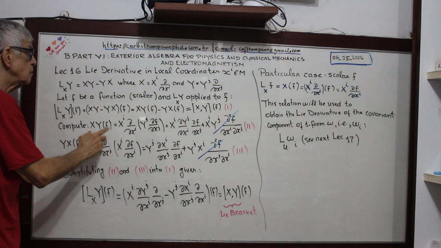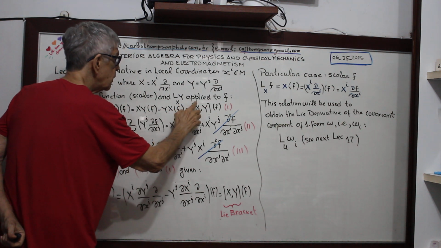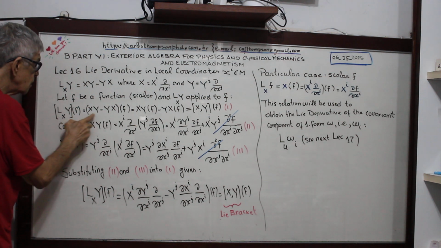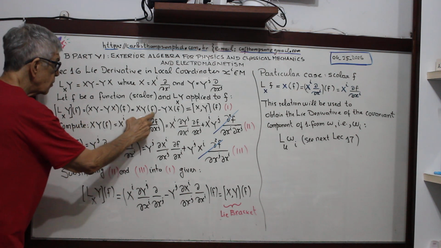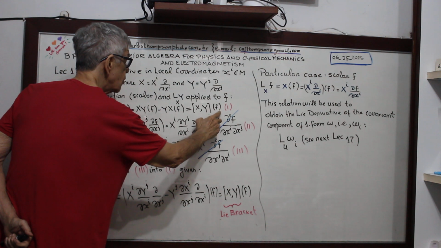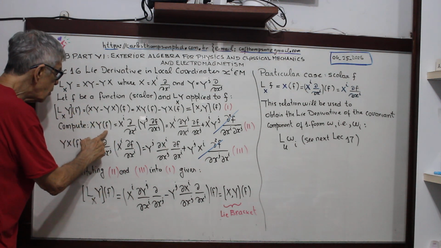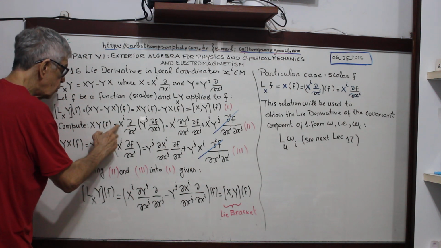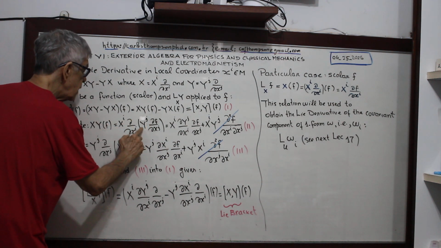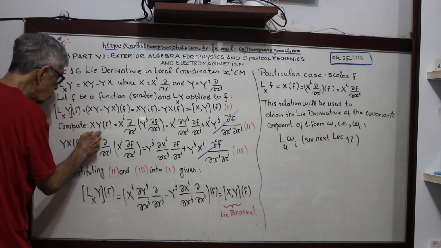Now let f be a scalar function, and this is the Lie derivative of X on Y applied to f. I substitute here f, and XY acts on f minus YX acts on f. That's a Lie bracket acting on f. That's relation 1. Now let's compute separately XY of f. You see, the components X^i partial_i applied to Y^j, partial of f with respect to x^j. Just apply XY to f.